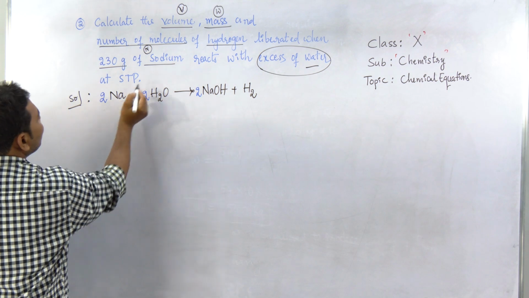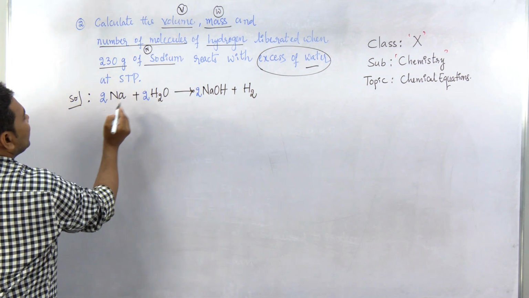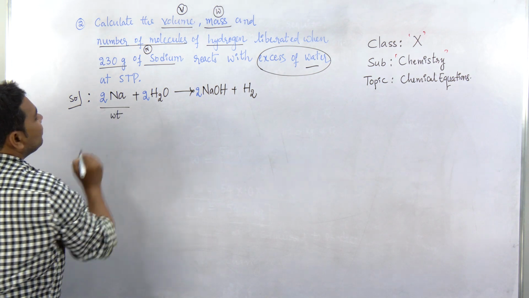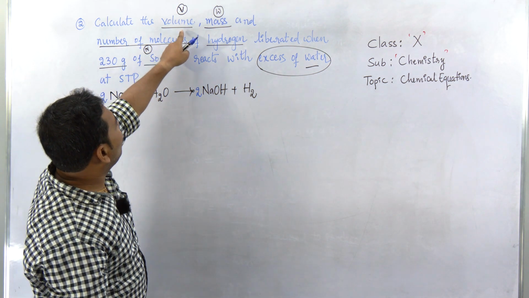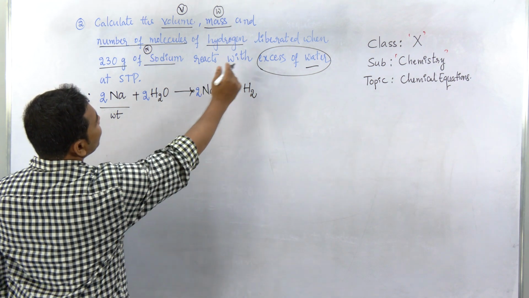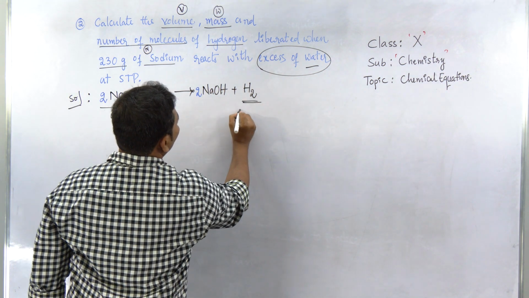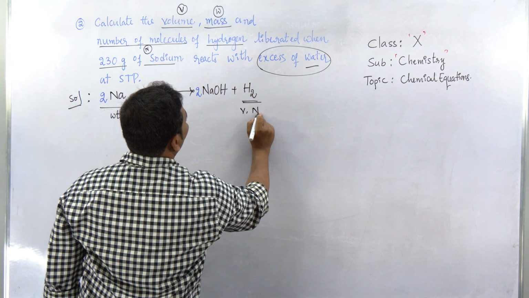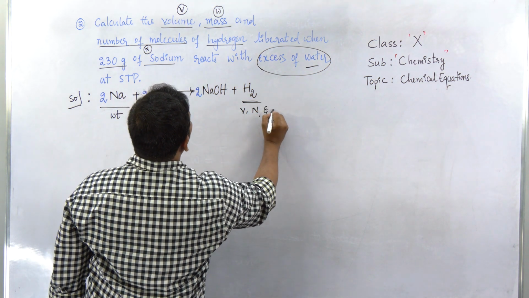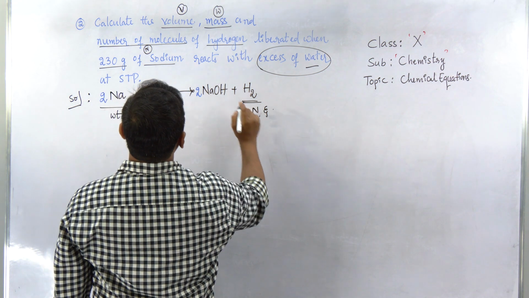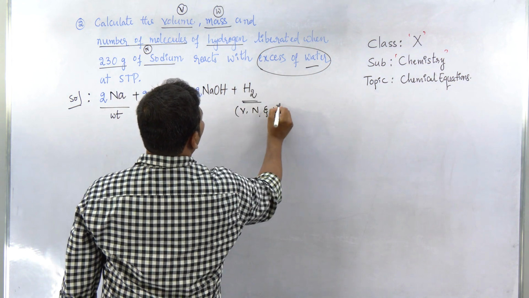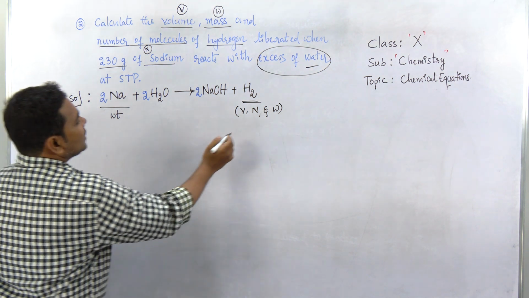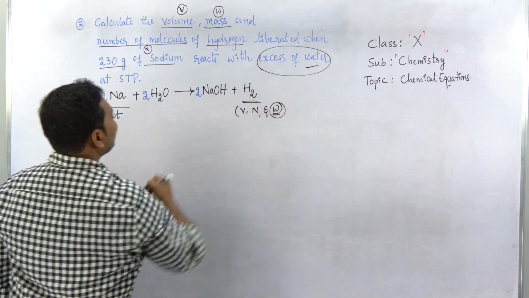So what is the weight given? Weight of sodium, 230 grams of sodium, is given in the question. And we are asked the volume, mass and number of molecules of hydrogen released. We need to find out its volume, its number of molecules, and also the mass, the weight, of the hydrogen released. We have to find out these three. Let's find them one by one. First, let's find the weight of hydrogen liberated.